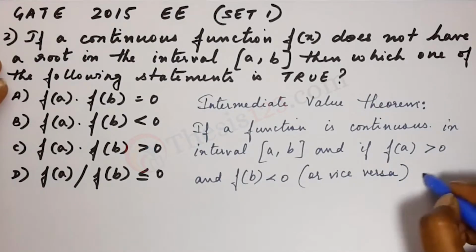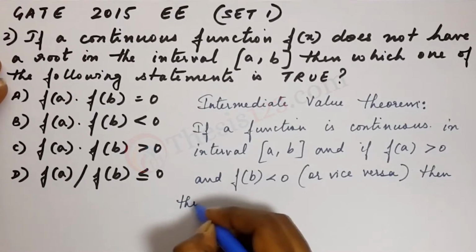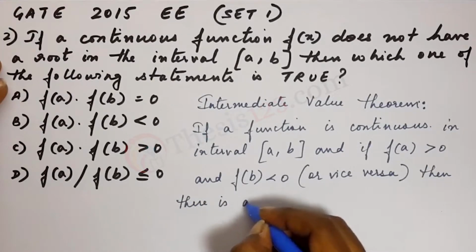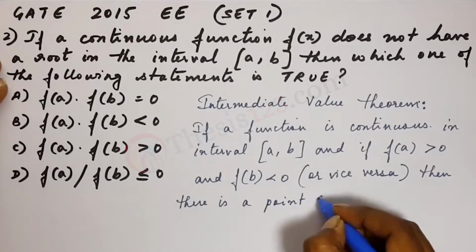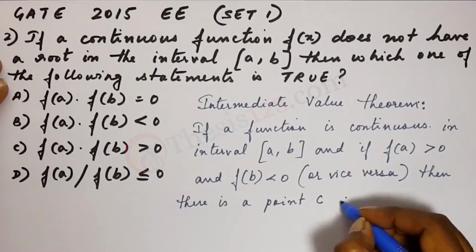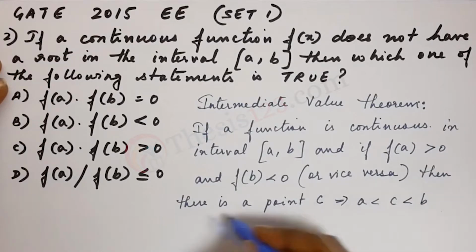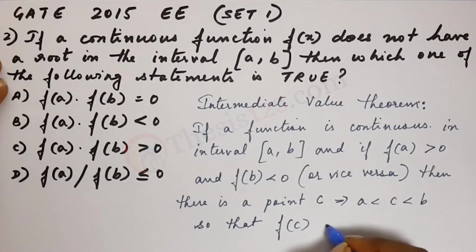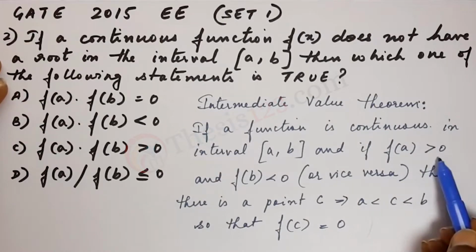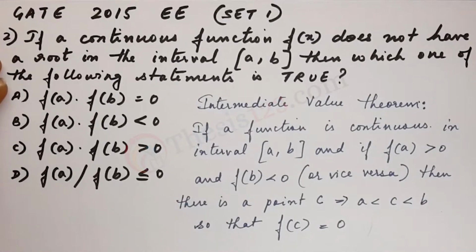Then there is some third point, let's say C. Okay, so there is some point C such that C lies between the interval a and b, and f of C is equal to 0. So if f of a is greater than 0 and f of b is less than 0, then that means f of a into f of b is less than 0. So the multiplication of the two would mean that it is less than 0.